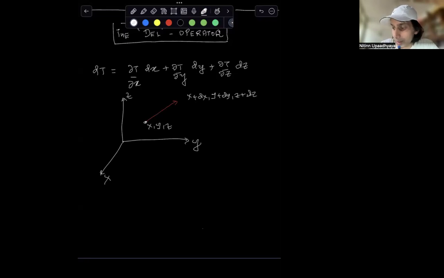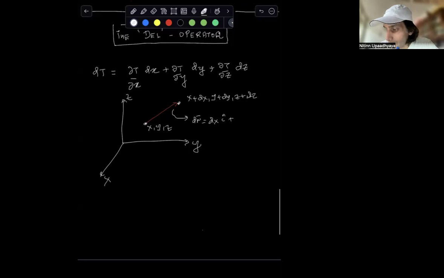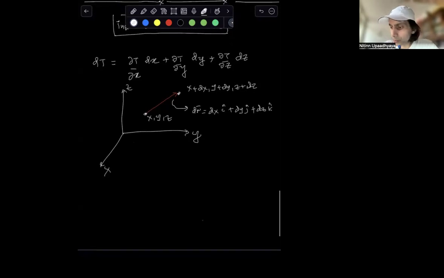Notice that we can connect these neighboring points using a tiny vector, which I've drawn with a red arrow, right? So that's the tail and that's the head of the vector. And this vector can be expressed, if you recall the vector notation, which you may have done in school, the tiny vector can be written as dr, which is dx i hat, where i hat is a unit vector in the x direction, plus dy j hat, the unit vector in the y direction, plus dz k hat, that's the unit vector in the z direction.